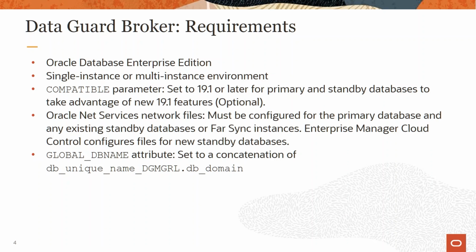When you create a Data Guard Broker configuration, the first member that will be registered is the primary database. When you register the primary database, you will have to specify the net service name to connect to the primary database. And then you will add the standby database and also the far sync instance. Each time you will have to provide a net service name to be able to connect to the database remotely.